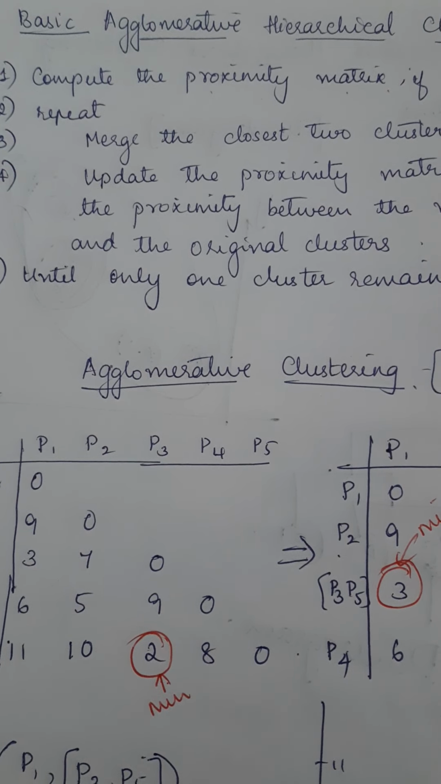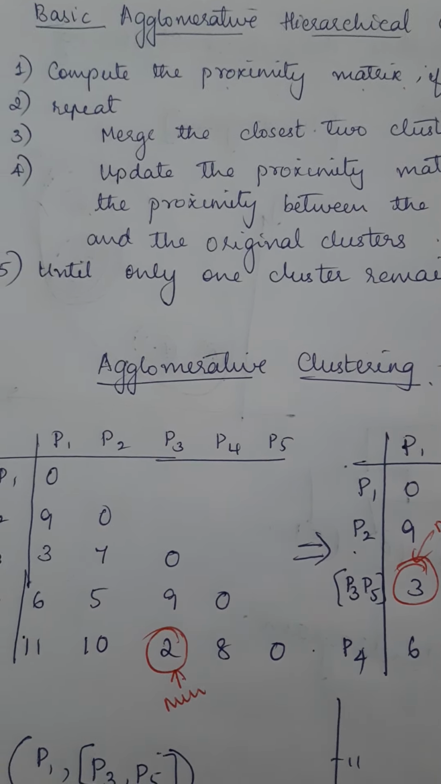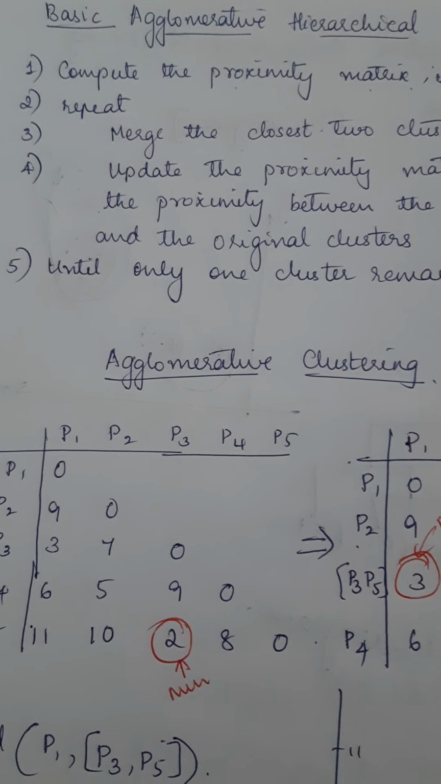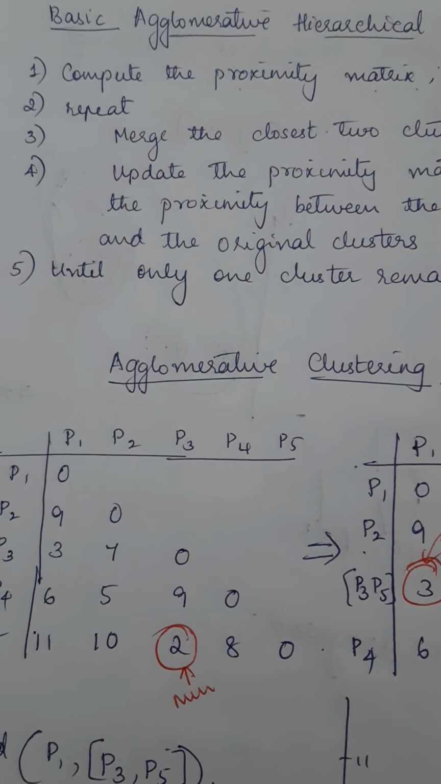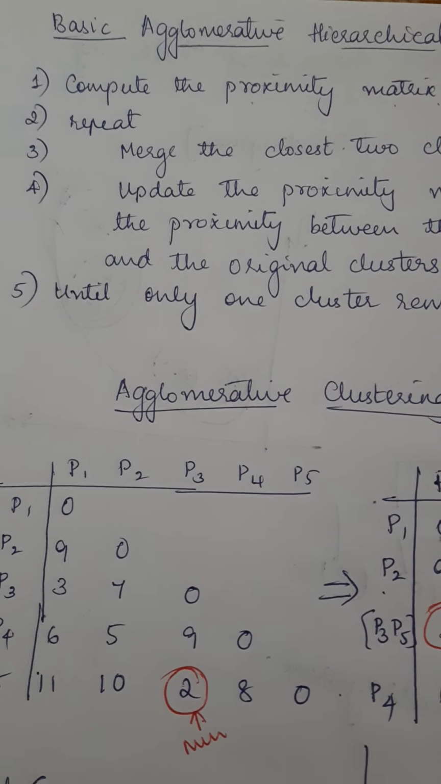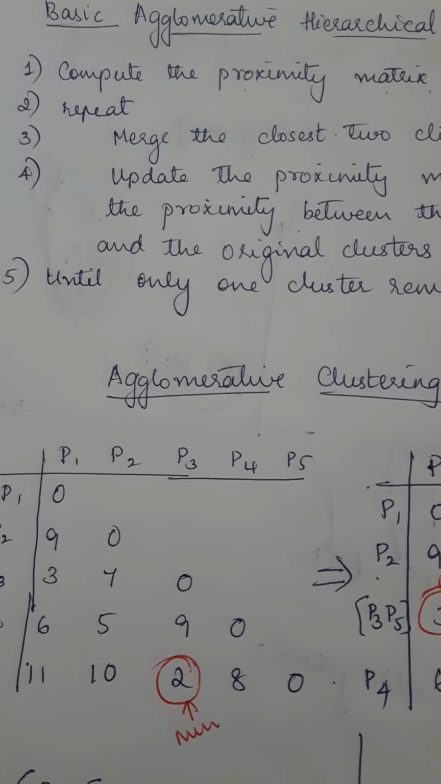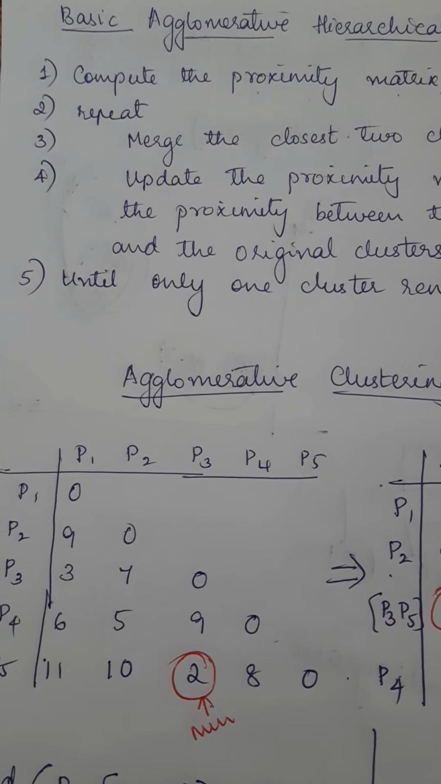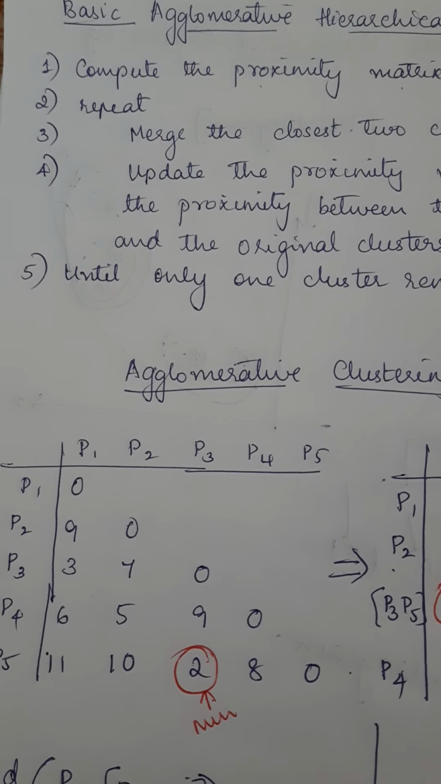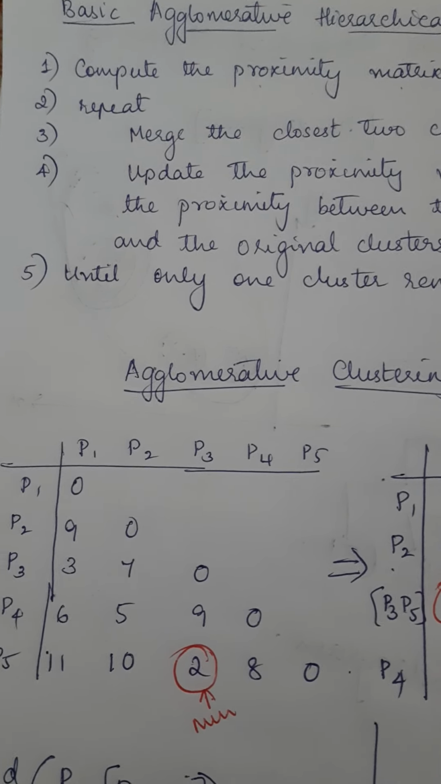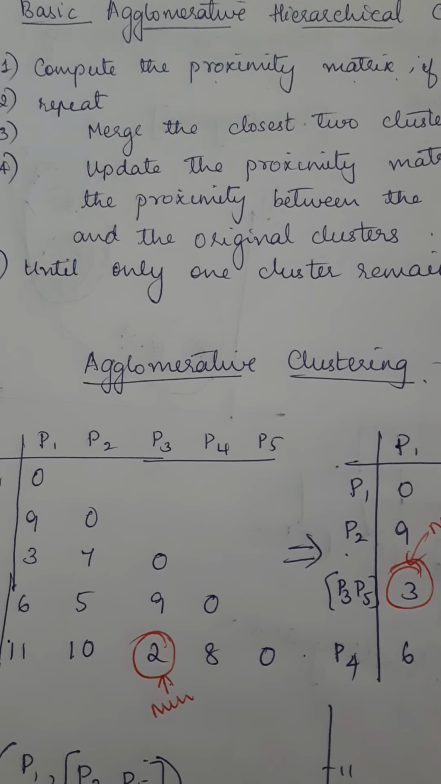Hello students. Now in the previous lecture, I explained what hierarchical clustering is, and we had two types. One was agglomerative clustering and the other was divisive clustering. Initially I told you agglomerative means we start with the individual points or individual objects. Then we start clustering them based on some proximity measure.